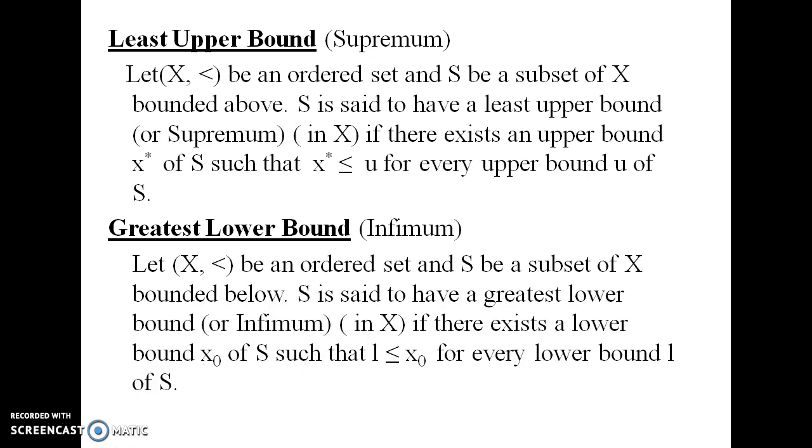Greatest lower bound. Let X be an ordered set. S is a subset of X bounded below. S is said to have a greatest lower bound, or infimum, in X if there exists a lower bound x0 of S such that L is less than or equal to x0 for every lower bound L of S.